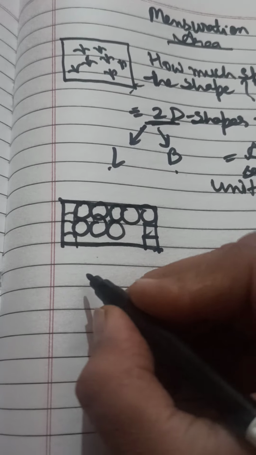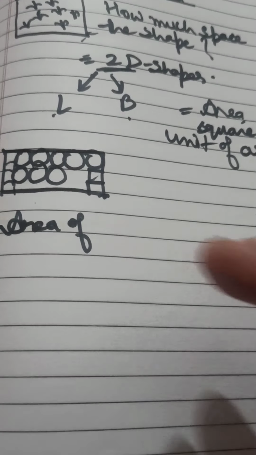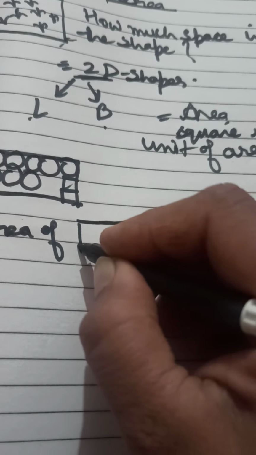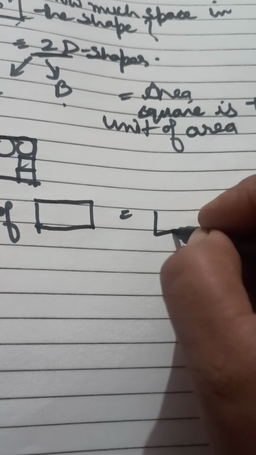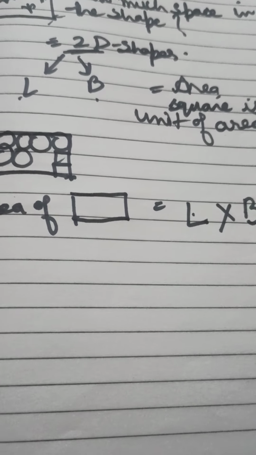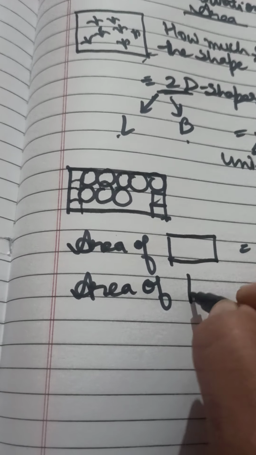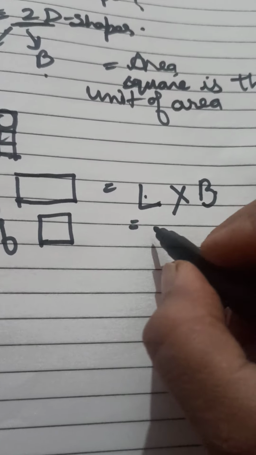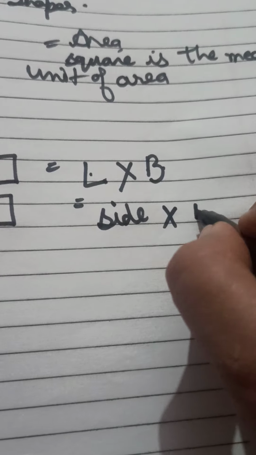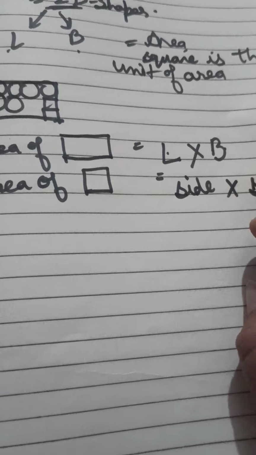Now the question is coming, what is the area of a rectangle? In a rectangle I need length and breadth. If I multiply them, I will get my answer. Area of a square: in a square all sides are equal. So lengthwise I have to use side, breadthwise also I have to use side, because all sides are equal. So my formula will be side into side.